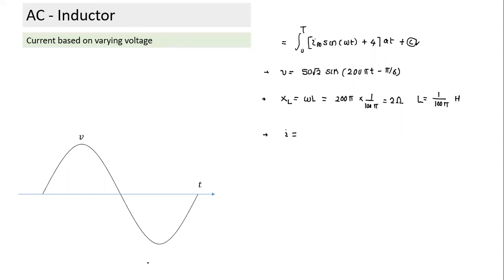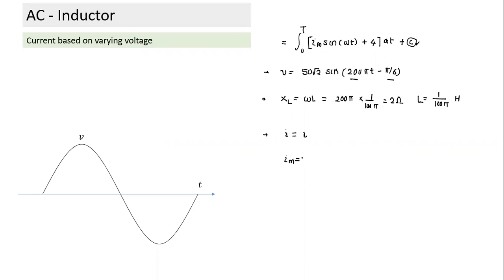Sir, basically you have to divide the Vm by XL. No, basically, every time we have to think: when we have a sine function, it has 3 terms. What are the 3 terms? It has amplitude, it has omega, it has phase constant. So I need to write those 3 things. So first thing I need to know is Im. Is that clear? Very simple steps.